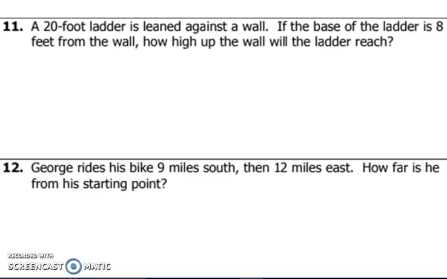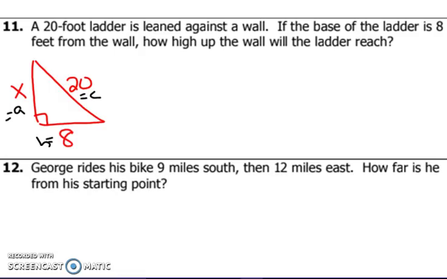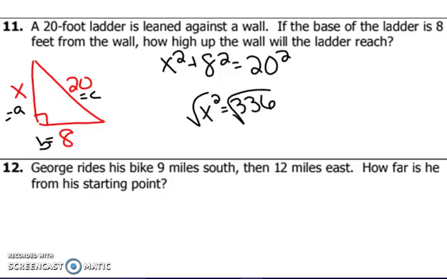Number 11, again, a 20-foot ladder is leaned against a wall. Well, if I have my right triangle, if my ladder is leaning against the wall, that's my hypotenuse. The base of the ladder is 8 feet from the wall. How high up the wall? So I'm finding my height. Again, label your sides, and then you can use your Pythagorean theorem. If you solve it all the way down and do the math correctly, you should get x squared equals 336. Well, if I take the square root of both sides, x is going to equal 18.3.